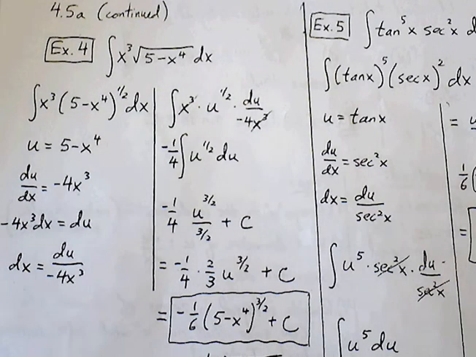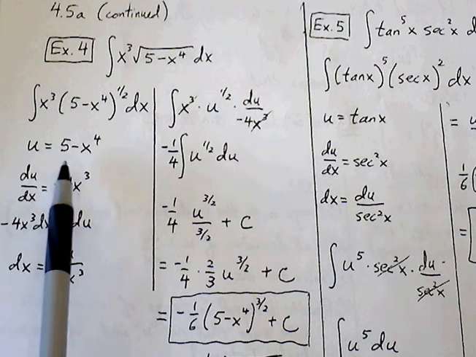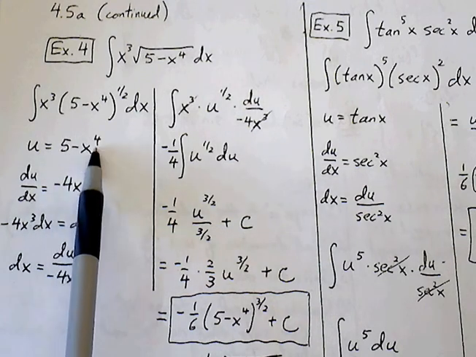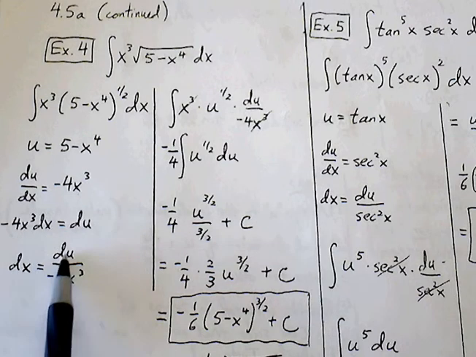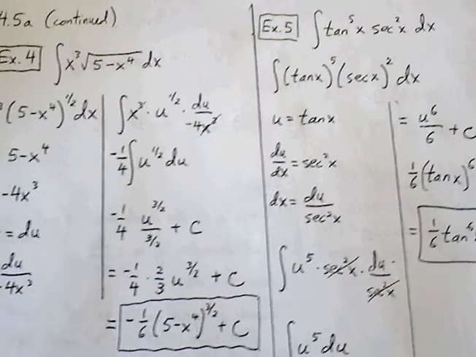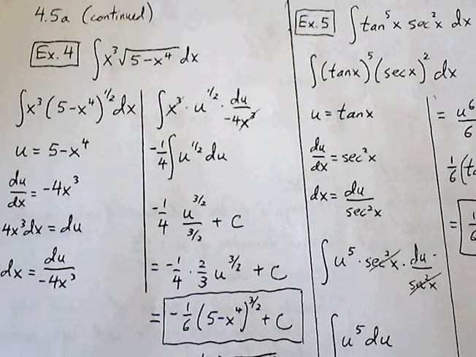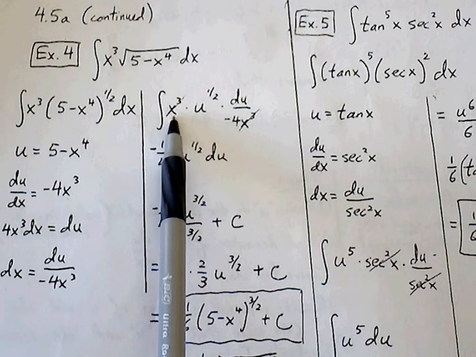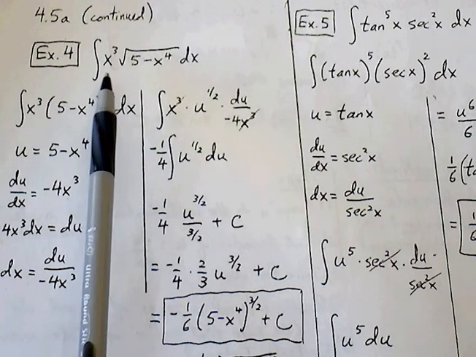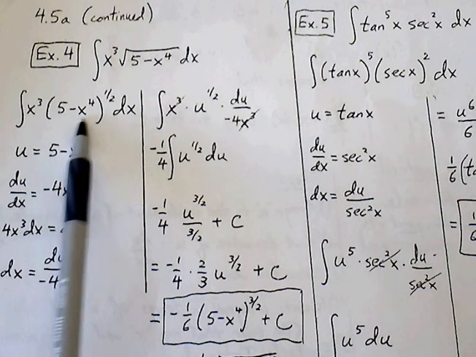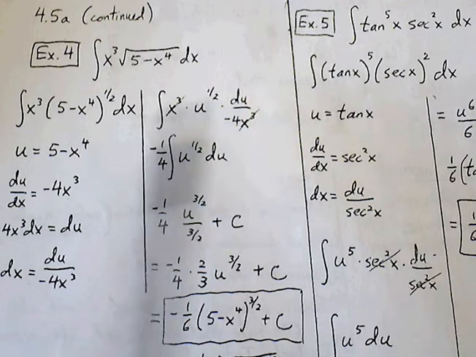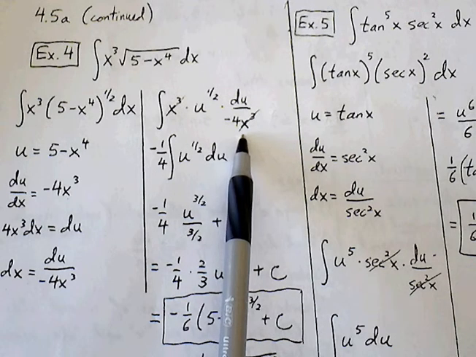So our u value is 5 minus x to the fourth. du dx, simply derivative. 5 goes to 0. Negative x to the fourth becomes negative 4x cubed. Cross multiply. Solve for dx, which is du over negative 4x cubed. Now we make our substitution. x cubed doesn't cancel out yet, so we leave that value there. 5 minus x to the fourth, we do have the u value for that, so u to the 1/2. dx gets replaced with du over negative 4x cubed.